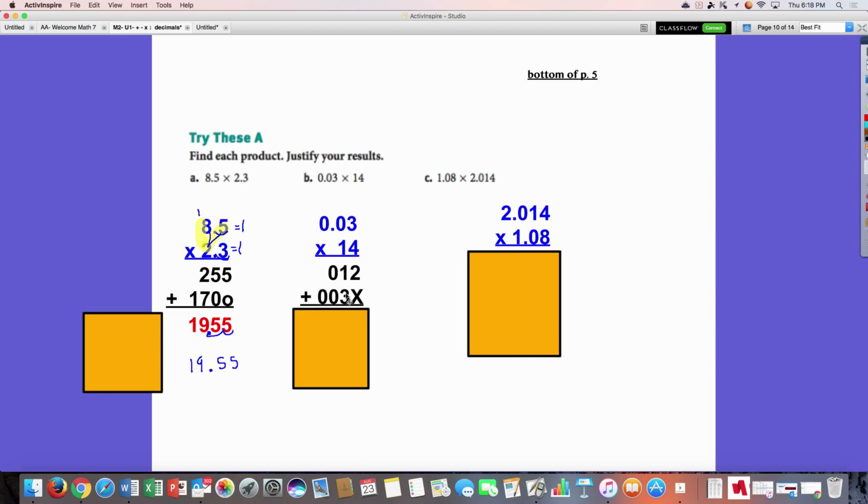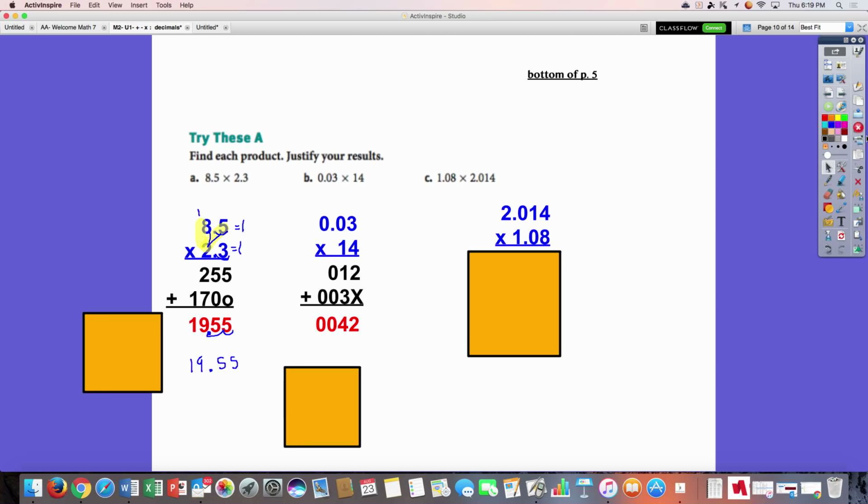Then 1 times 3, 1 times 0, 1 times 0. I add it up. 2 plus 0 is 2. 3 plus 1 is 4. Nothing plus nothing is nothing. Nothing plus nothing is nothing. Then here's the important part, right?